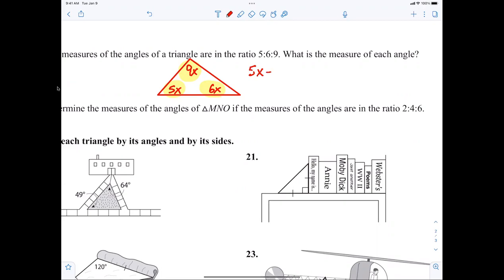Right, 5x, everybody write that down, plus 9x plus 6x. That must equal how many degrees? All those angles have to add up to how many? Just write it just like I'm showing you. 5x plus 9x plus 6x. All those angles add up to what number? 180. Thank you. Now as he stated, 5x plus 9x plus 6x adds up to what? 20x. 20x equals 180. So if 20x equals 180, x must have been what?